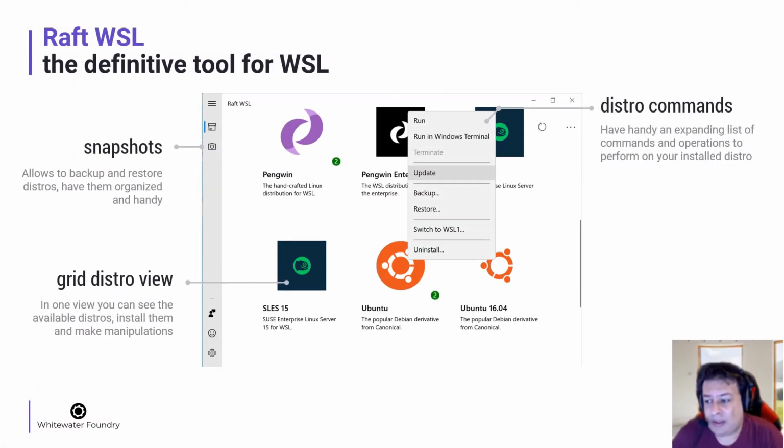Raft has a grid distro view. In one view, you can see the available distros, install them, and make manipulations. You also, in the snapshot screen, can back up, restore, and have them organized and handy. You have the distro command, an expanding list of commands and operations to perform on your installed distro.